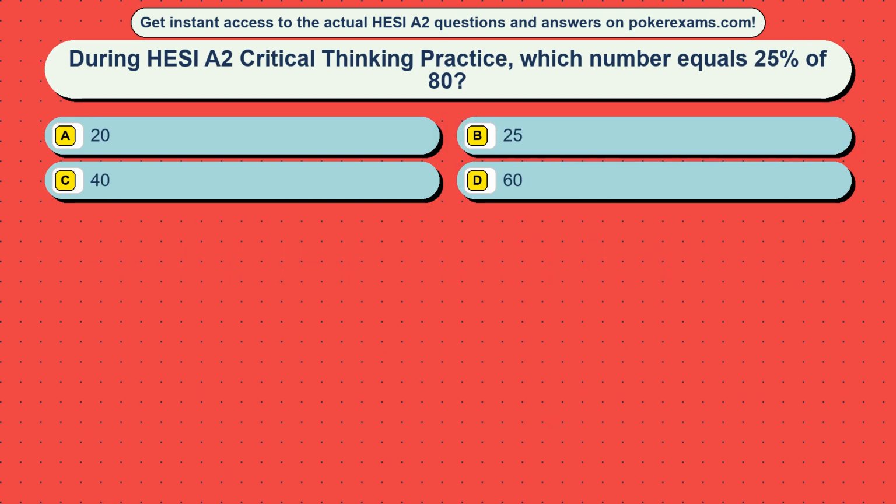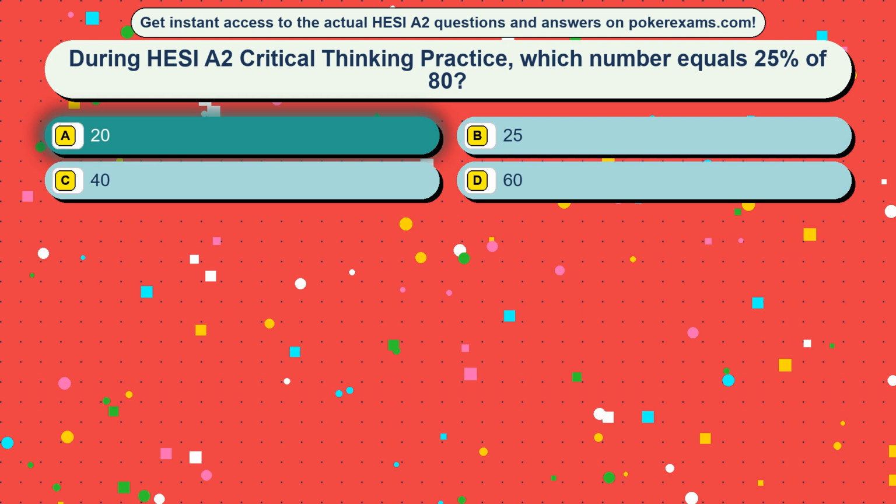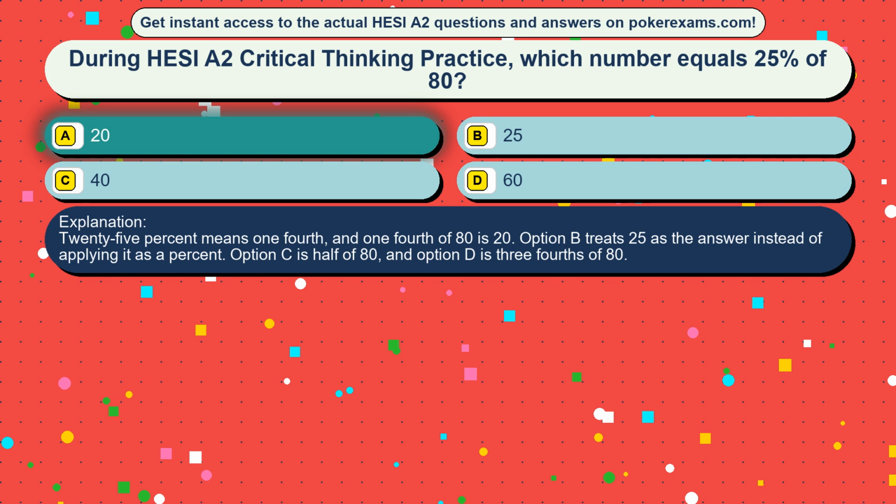Question 41. During HESI A2 critical thinking practice, which number equals 25% of 80? Option A 20, option B 25, option C 40, option D 60. The correct answer is option A 20. 25% means 1/4, and 1/4 of 80 is 20. Option B treats 25 as the answer instead of applying it as a percent. Option C is half of 80, and option D is 3/4 of 80.